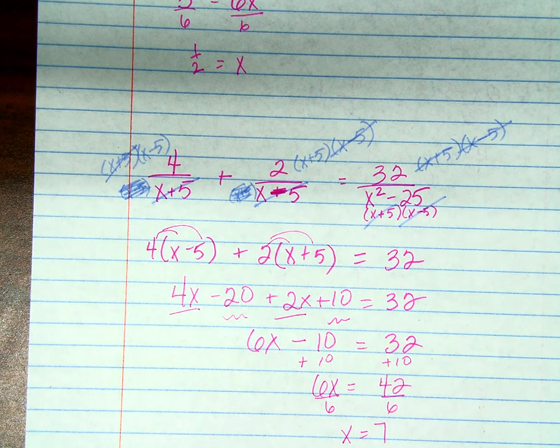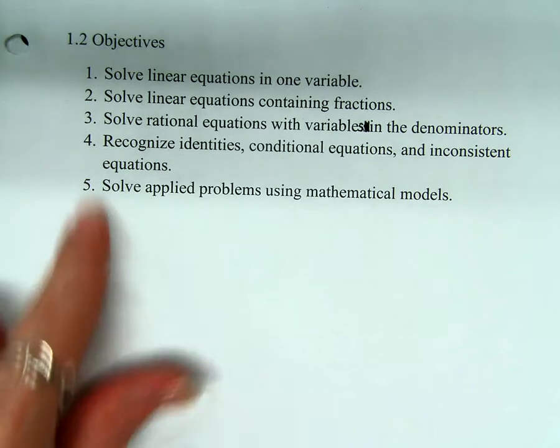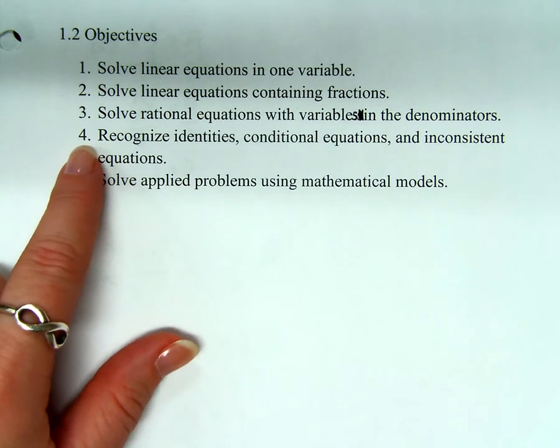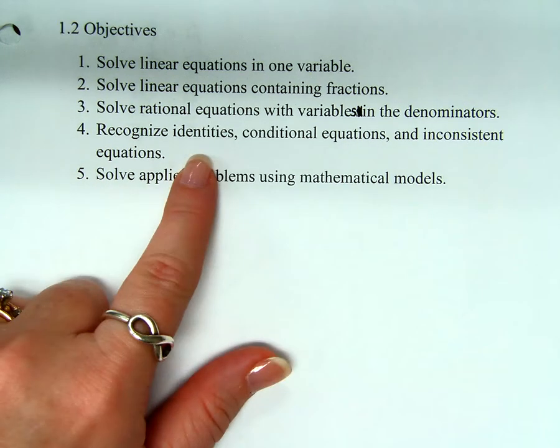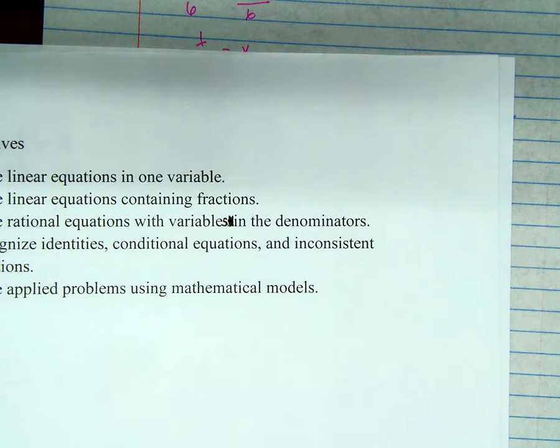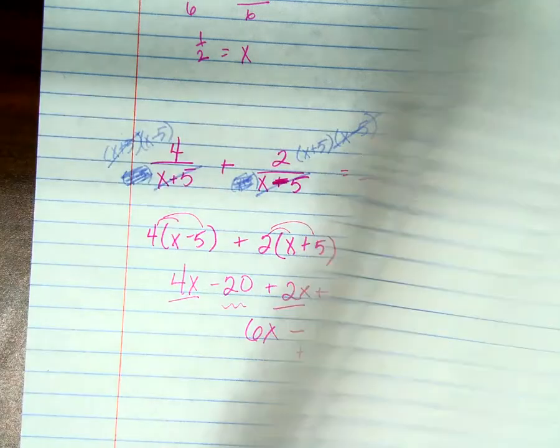How are you feeling about rational functions? Okay with that? Okay. So our third objective was the rational functions, rational equations. Okay? And then fourth is recognizing identities, conditional equations, and inconsistent equations. I for sure want to talk about that just to make sure that that's something that you feel confident with. Okay? An identity is something that you know to be true. Okay?